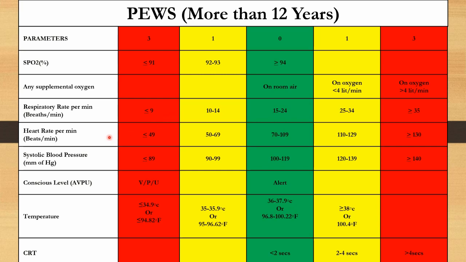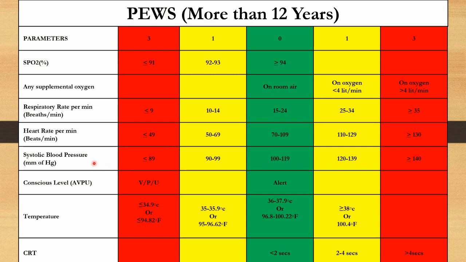The next one is heart rate per minute. If the heart rate is between 70 to 109 beats per minute, give a score of 0. If the heart rate is between 110 to 129 beats per minute, give a score of 1. If the heart rate is more than or equal to 130 beats per minute, give a score of 3. On the other hand, if the heart rate is between 50 to 69 beats per minute, give a score of 1. If the heart rate is less than or equal to 49 beats per minute, give a score of 3.